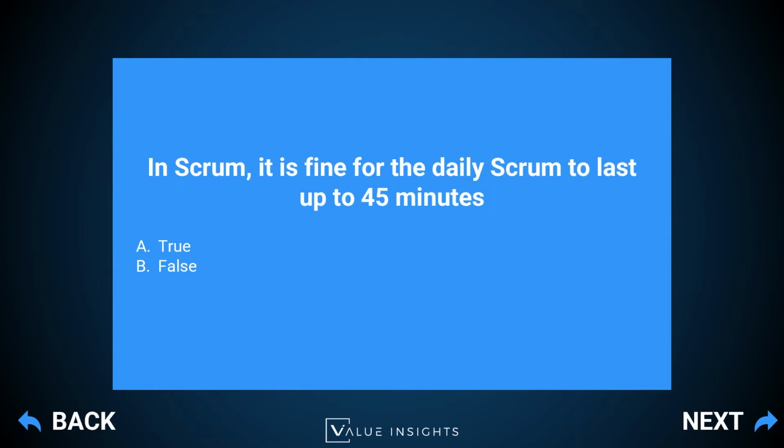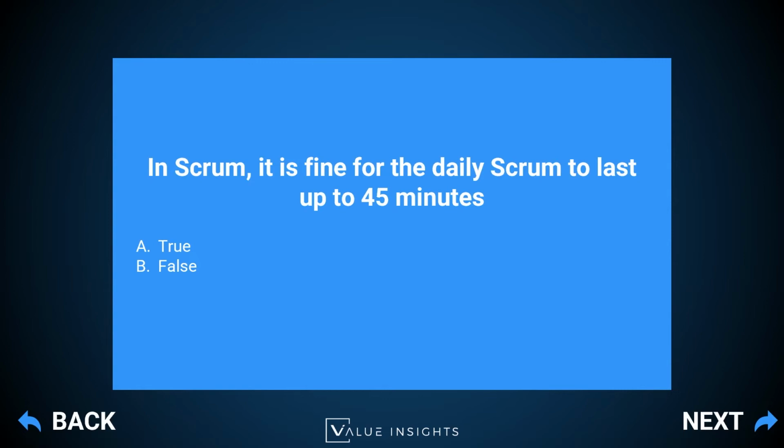So coming back to this point here on the daily scrum, that's 15 minutes and 15 minutes only. So it's time boxed. The idea of a time box is that we should not go above that allocated time. If it does, then the Scrum Master needs to make sure that the team, for next time, understands how to run their event efficiently so that they can keep to the time box of 15 minutes. So this is not fine for the daily scrum to last up to 45 minutes.